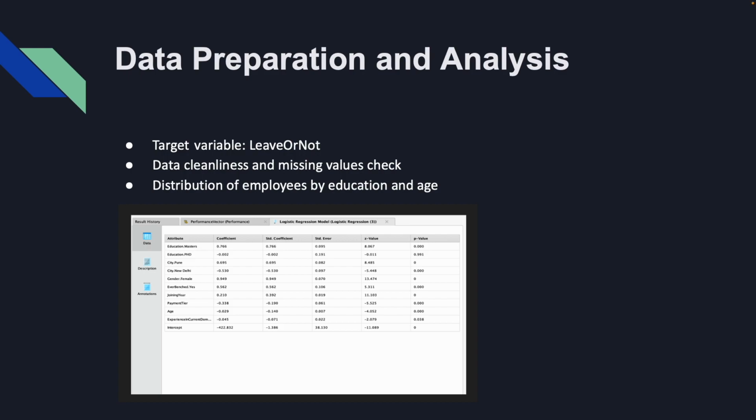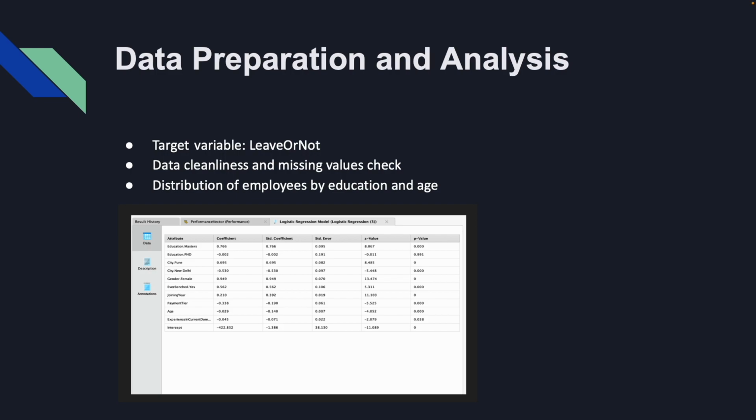So, talking about data preparation and analysis, leave or not, the target variable leave or not is central to my analysis. This is because the binary variable represents whether an employee has left the organization or is still serving, a direct indicator of retention. And then data cleanliness and missing values.